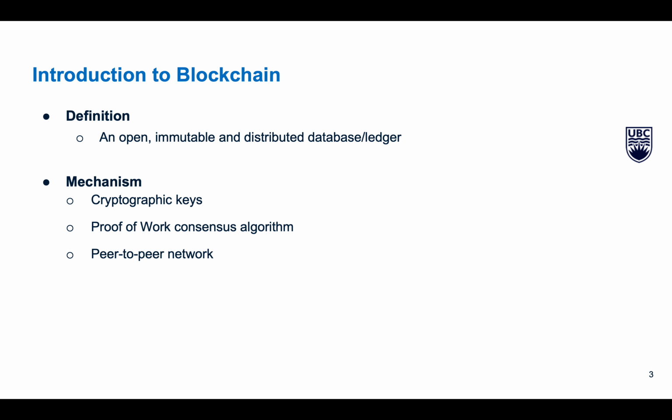The blockchain definition. Blockchain is an open, immutable, and distributed ledger that facilitates the process of recording transactions and tracking assets in a network. A blockchain mechanism mainly contains three parts: cryptographic keys, proof of work consensus algorithm, and peer-to-peer network.